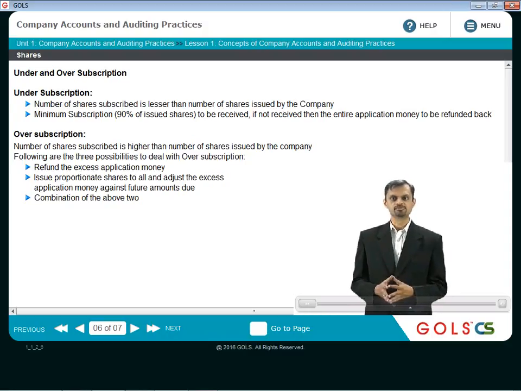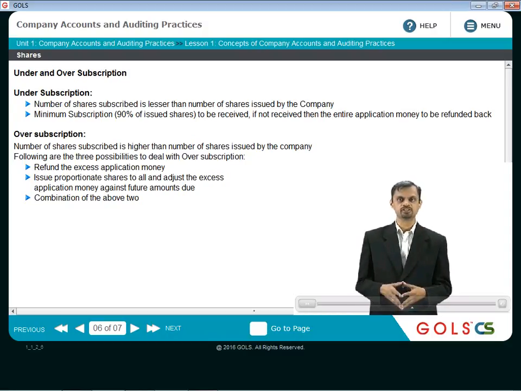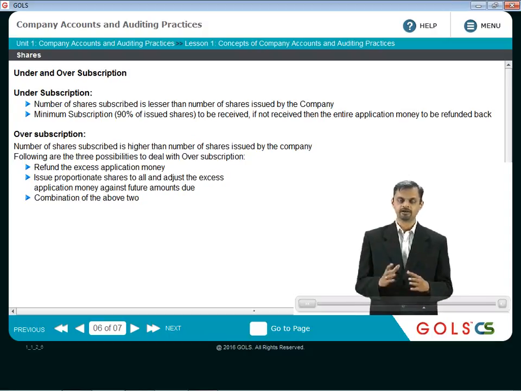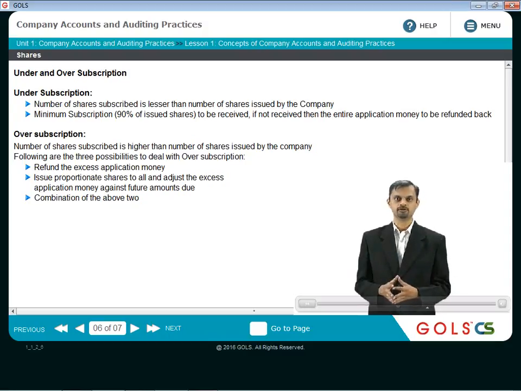So if the number of shares subscribed is higher than the number of shares issued by the company, it is a case of oversubscription. Then what to do with these extra applications made by the individual applicants? So there are three possibilities. Either refund the excess application money and do not allot the shares to those individual applicants, or in that case, if some of the applications are rejected and refunded, then those applicants will not be happy, right?